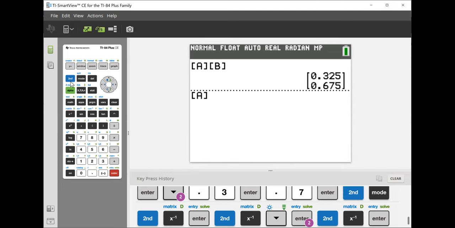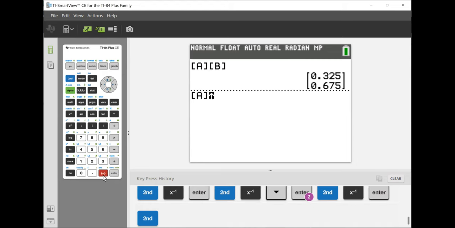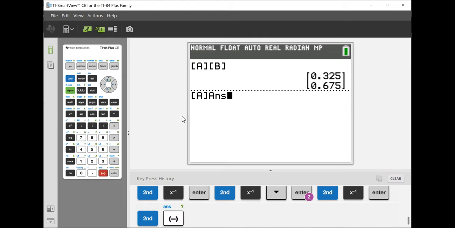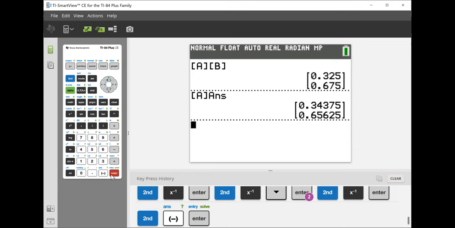We can ask what happens if they fly a second time. Well, that's just multiplying by A again. If they fly a second time, they're flying with British with a 0.34375 chance, flying with a competitor with a 0.65625 chance.